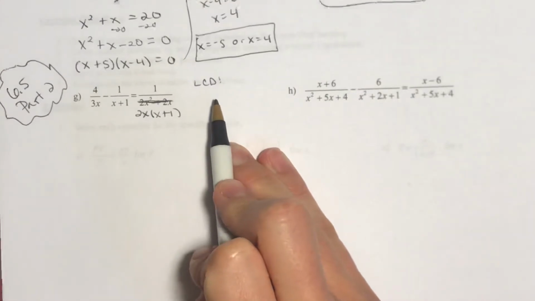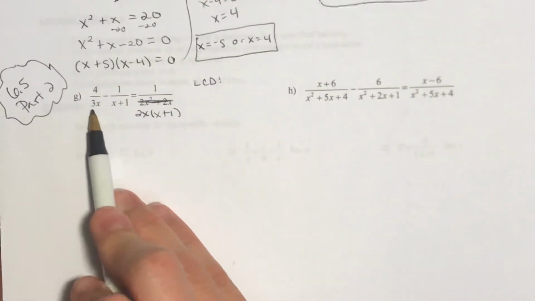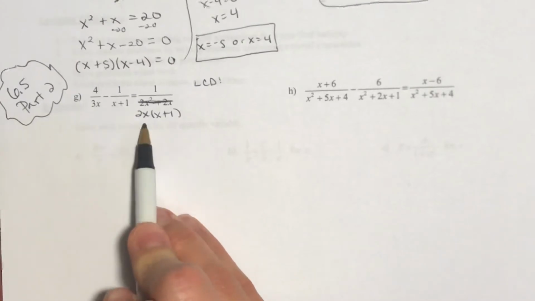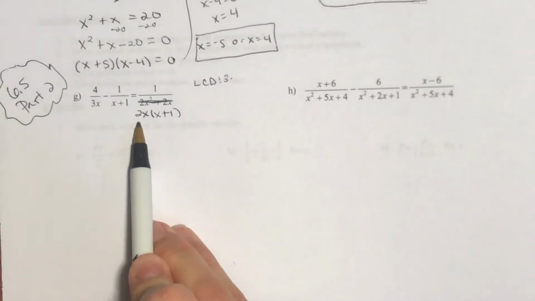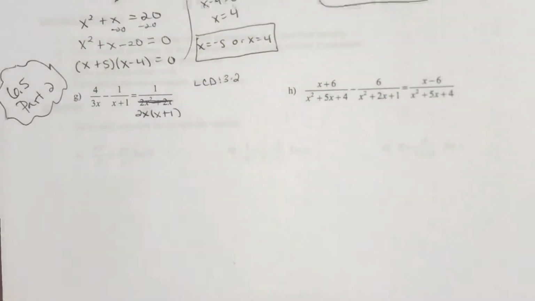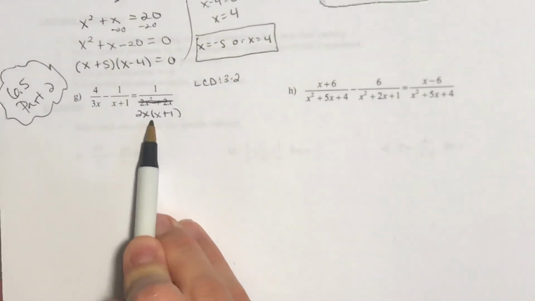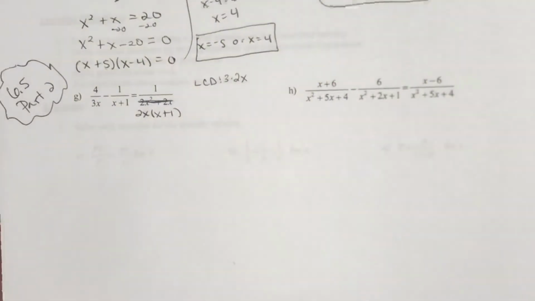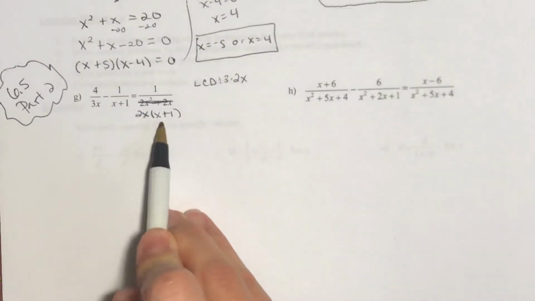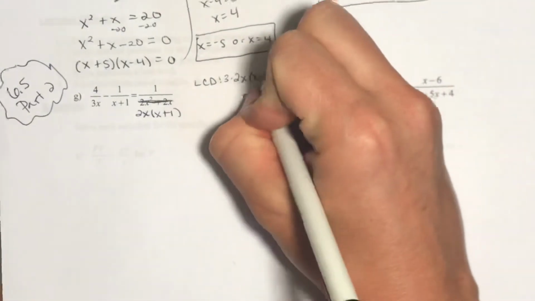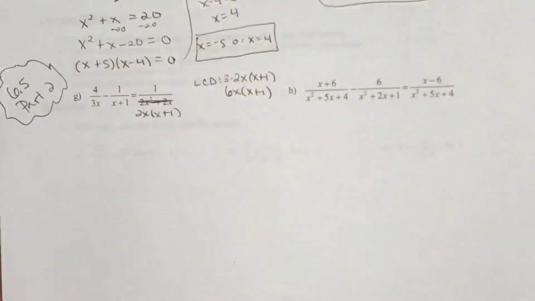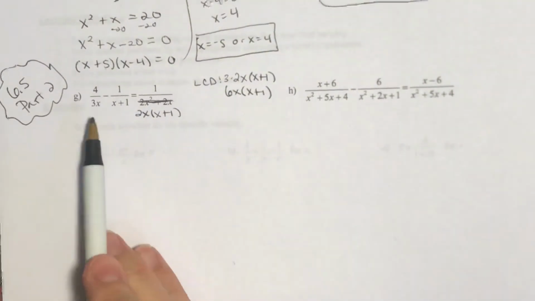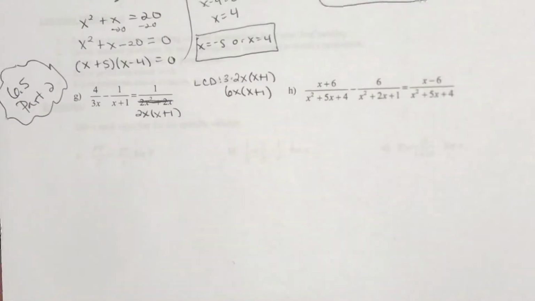Okay, so we look at our denominators. We have a factor of 3, so 3 is part of our LCD. We have a factor of 2, so the 2's right here. 2 is part of the LCD. We have an x. It's repeated again here, so we just need it once. And we also have an x plus 1, x plus 1. So our LCD is 6x times the quantity x plus 1. And we created that from these three denominators.